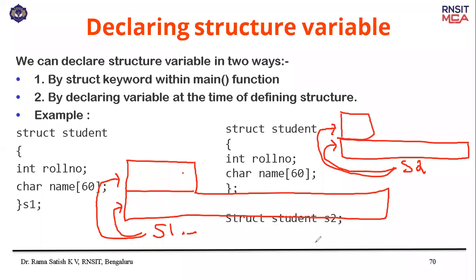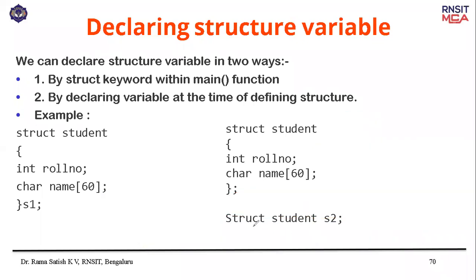To declare these two variables, either you can do it like this, the first method, using the struct keyword within the main function, or at the time of defining the structure itself. This is the second method. So these are the two methods that you should understand, and how exactly these are accessed.